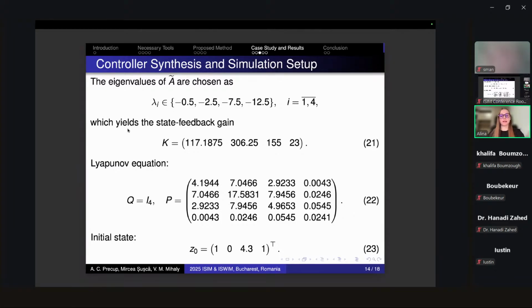This choice fixes the closed-loop convergence rates and yields the feedback gain K shown in 21. We then solve the Lyapunov equation and we obtain the matrix P, which is used in the function V. Finally, we choose the initial state z0, which places the system in a region where the residual nonlinearities are non-negligible.